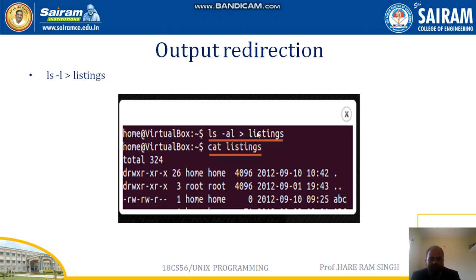Now suppose ls -al is redirected to listing. All the output of the ls -al command has been redirected to listing. Now we want to see the content of listing. You can use the command cat listing and you can see this. So instead of displaying output on the screen, we are storing it in another file.